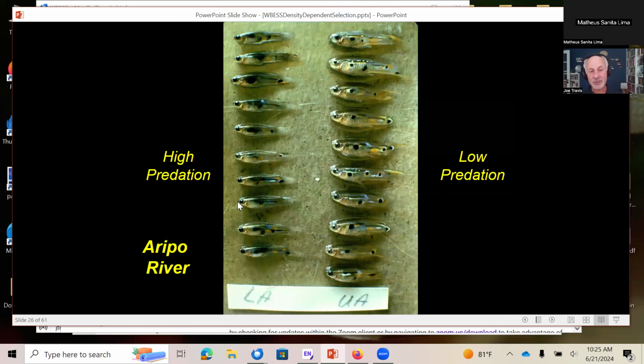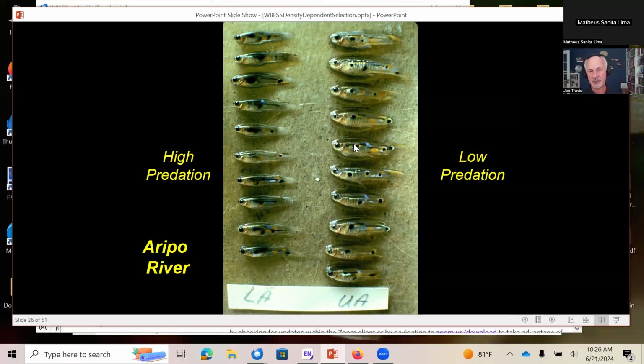At the extremes, the very bottom and the very top, where they occur only with killifish, the males look like this. And we call these high predation and low predation. We know from population genetic data that fish at the low predation, higher elevations are descended from colonists that came from the high predation lower elevation. So colonization moves downstream to upstream.